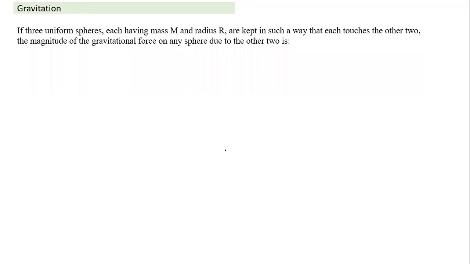So let's look at some questions based on this. They are simple questions just to refresh your memory. Three uniform spheres, each having mass capital M and radius r, are kept in such a way that each touches the other two. What is the magnitude of gravitational force on any sphere due to the other two? So let's visualize what the question is, and it's a very simple question.